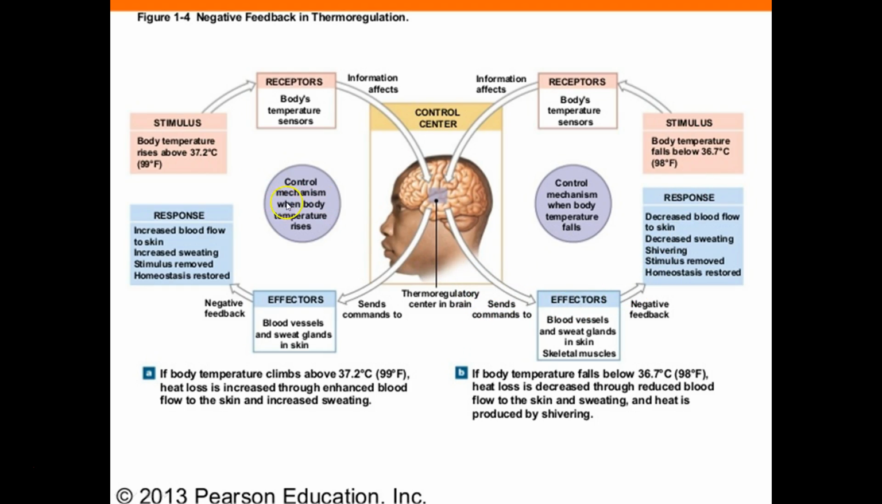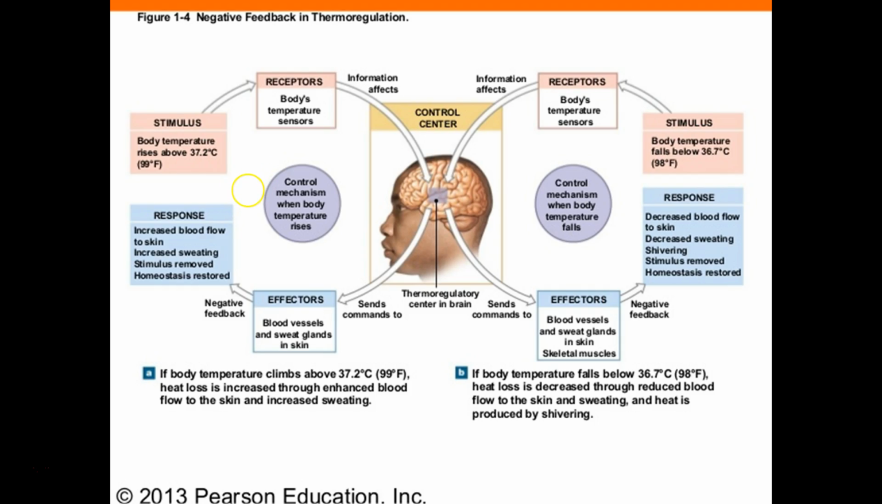So you have control mechanisms for when body temperature rises, and control mechanisms for when body temperature falls. So it goes either way. You have receptors up here and over here that are sensing the body's temperature, and they're in the hypothalamus of the brain. That's why you're getting these pictures of the brain here. So body temperature averages 99. Everybody has a different body temperature. Mine's generally in the high 97s, whenever I take my temperature. Some people could be higher.